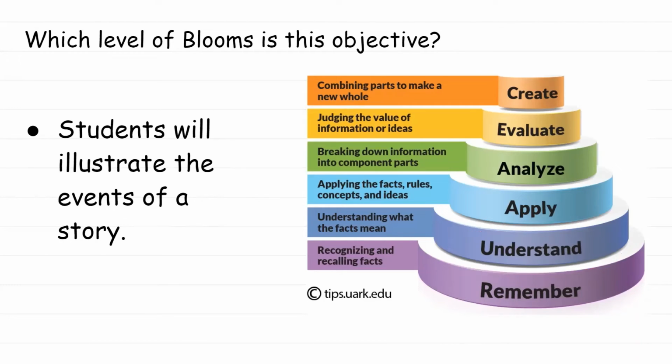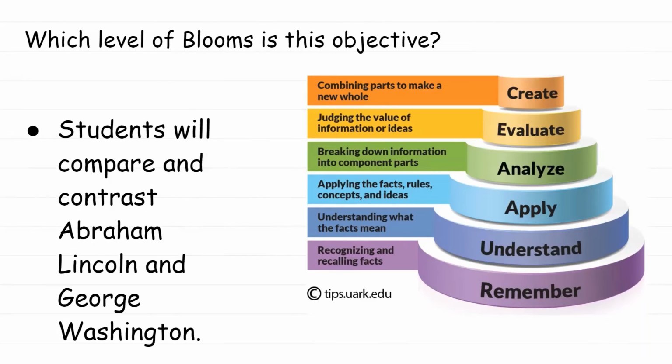Okay, the next objective is students will illustrate the events of a story. Go ahead and pause and think, what level of Bloom's is this objective? Okay, so illustrate. They're illustrating the events of a story. So this would be in the understand part of Bloom. So it's not remember because the students aren't just pointing to or telling you the events of a story. They're going to illustrate them. So there is some cognitive work that needs to happen for the student to visualize the events and then illustrate them on a paper.